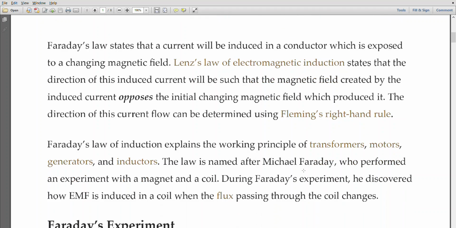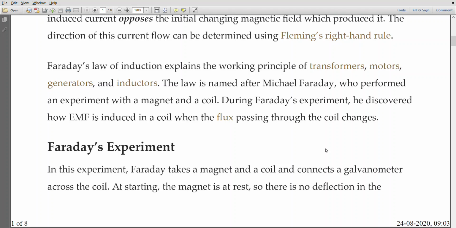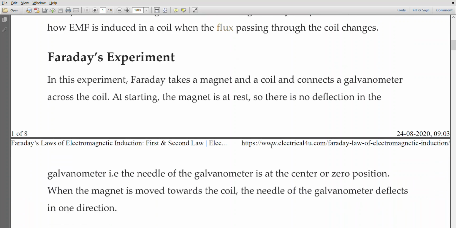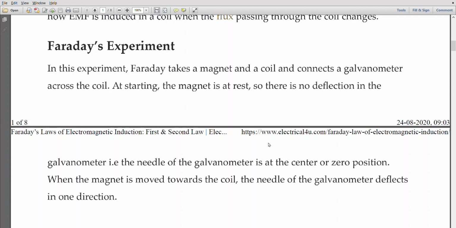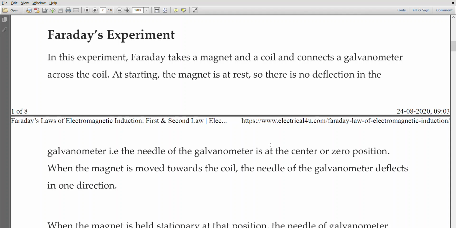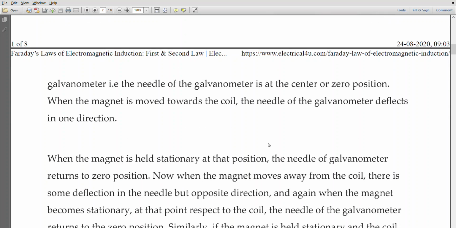Faraday did some experiment. What is that experiment? He takes a magnet and a coil, and connects a galvanometer across the coil. At the start, the magnet is at rest, so there is no deflection in the galvanometer. The needle of the galvanometer is at the center position. When the magnet is moved towards the coil, the needle of the galvanometer deflects in one direction. When the magnet is held stationary, the needle returns to zero position. Now when the magnet moves away from the coil, there is some deflection in the needle, but in the opposite direction.